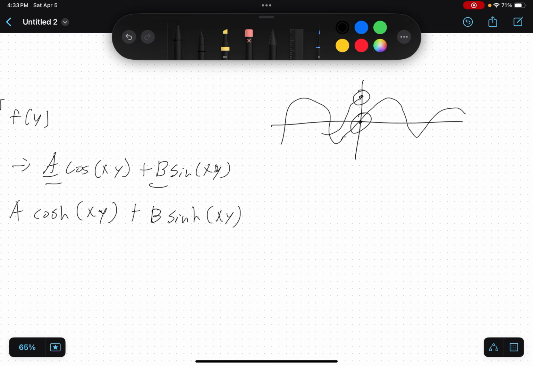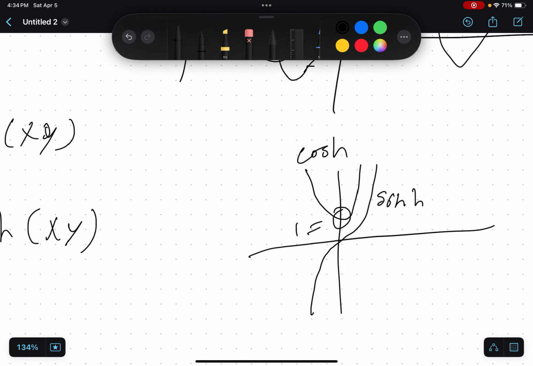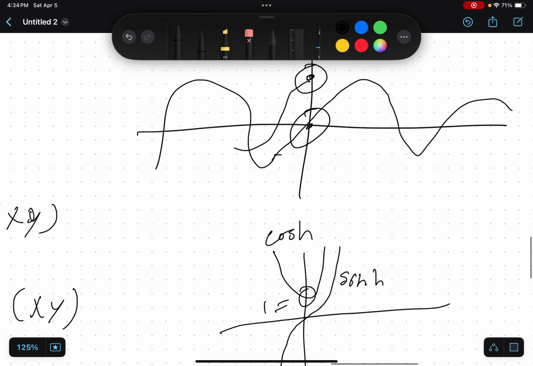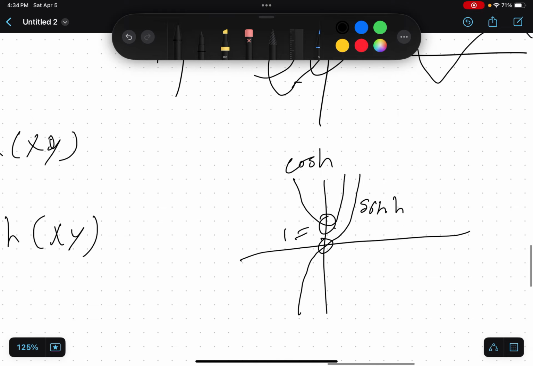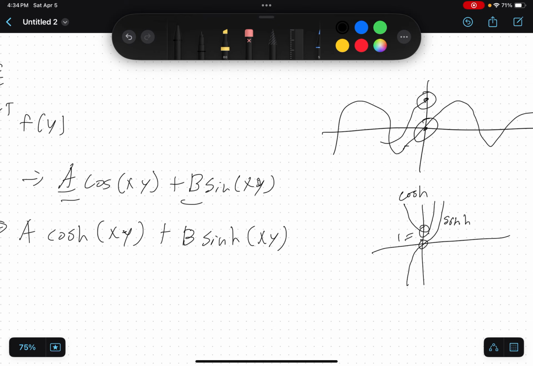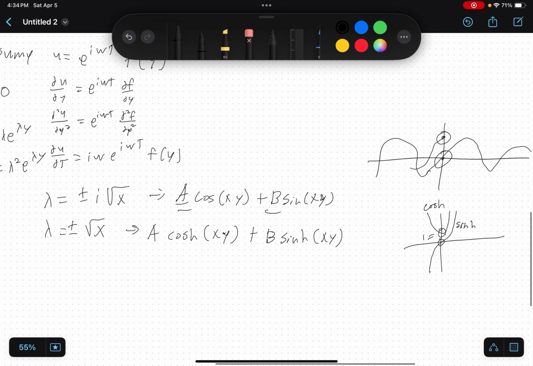But for hyperbolic stuff, it looks like, I think, like that, and then like that. This one is sine hyperbolic, and this one is cosine hyperbolic. And cosine hyperbolic equals 1 at 0, so same exact thing. Cosine hyperbolic of 0 is 1, and sine hyperbolic of 0 is 0. So that's all you need to know. It performs the exact same.